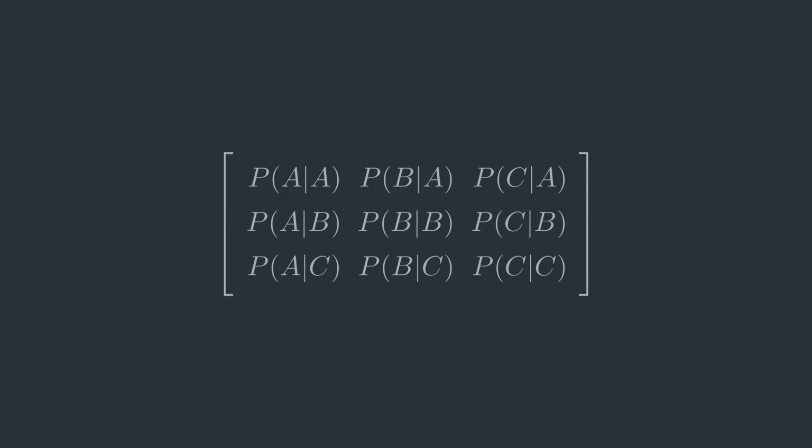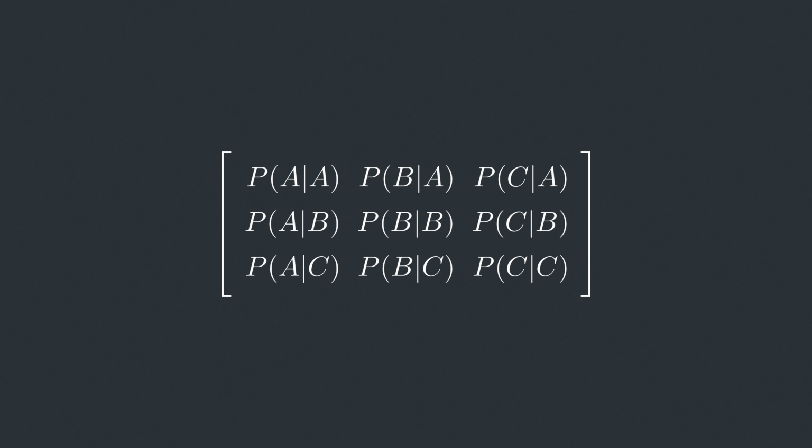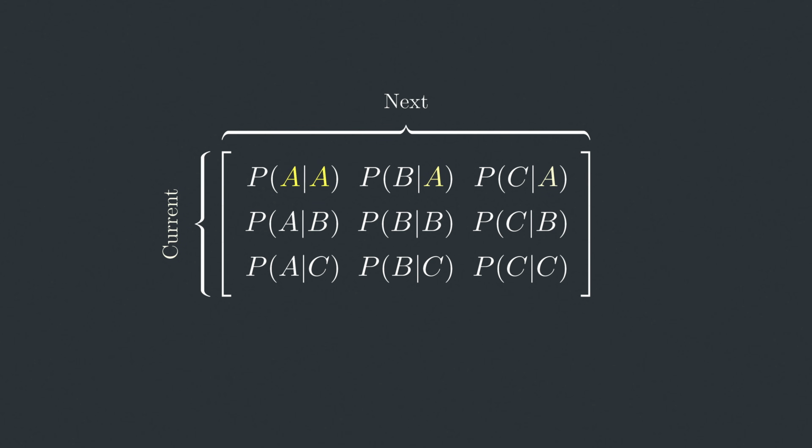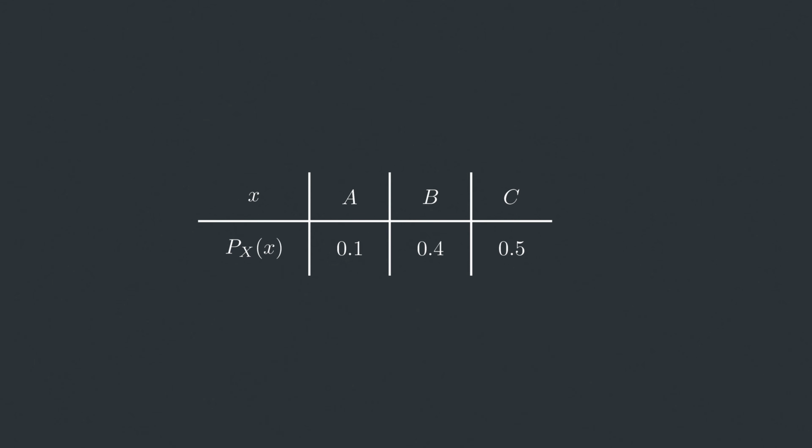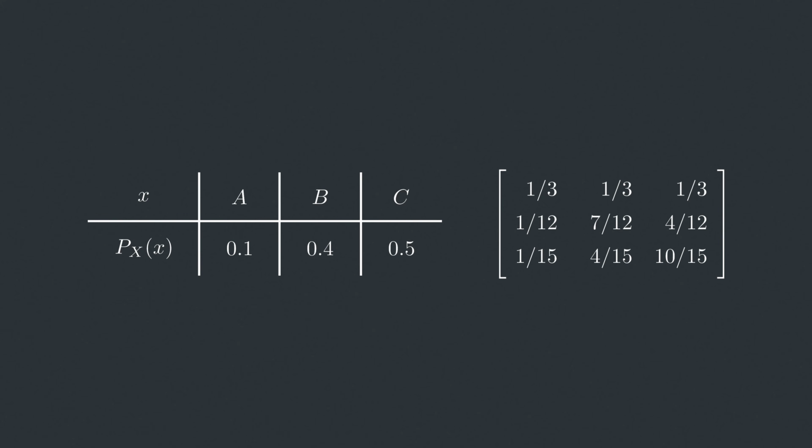So how do we use a Markov chain to generate samples from our target distribution? The key lies in the design of the transition probabilities. Let's look at an example. Suppose our target distribution is a categorical distribution over three outcomes, A, B, and C, with probabilities 0.1, 0.4, and 0.5. We can construct a transition matrix according to the simple Metropolis algorithm.